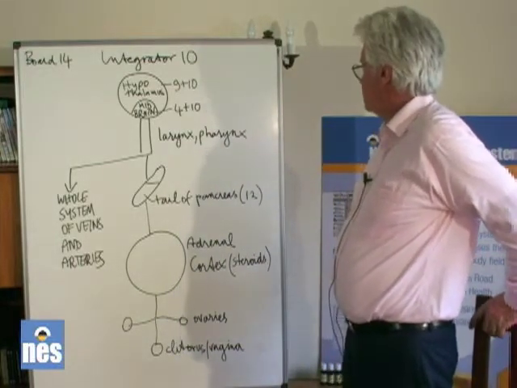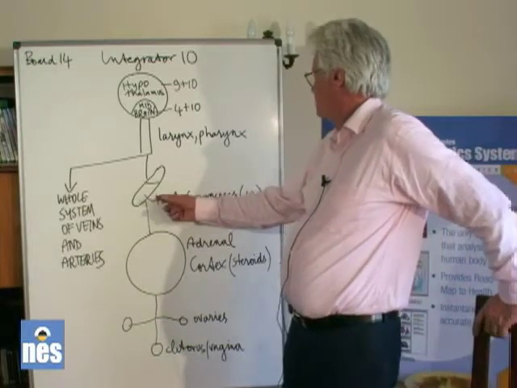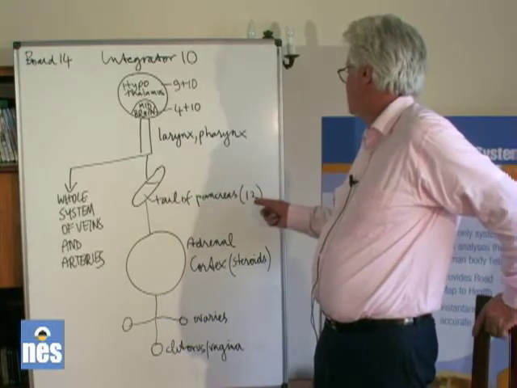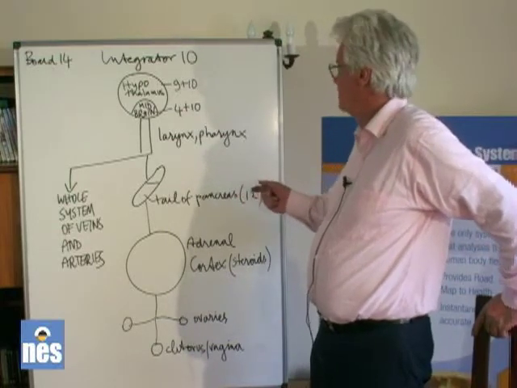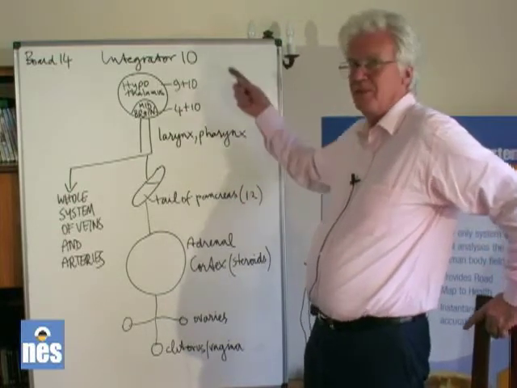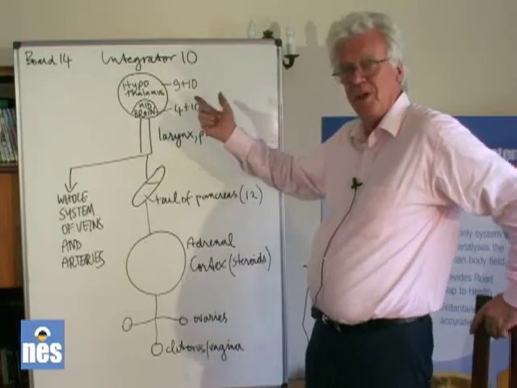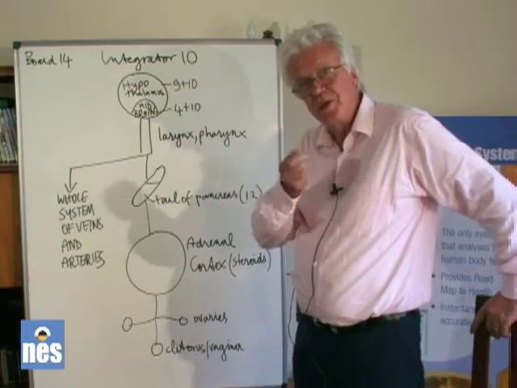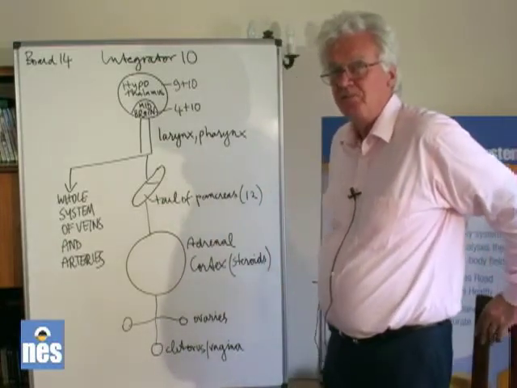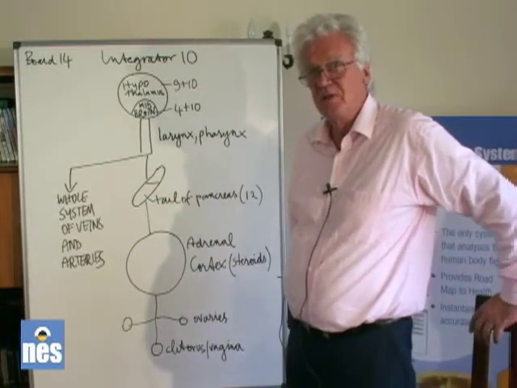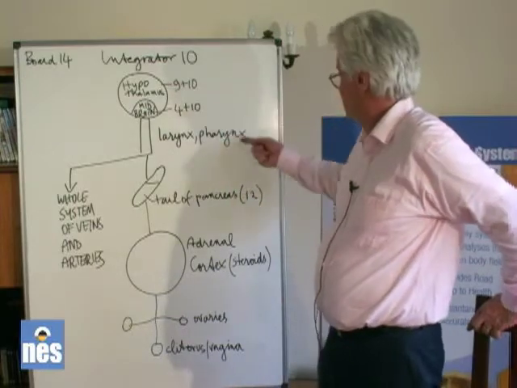We've got also tail of pancreas, but also with 12. So there's another double. So if all you remember about integrator 10 is that it's complex and there's lots of doubles, you've got to see what else comes up with 10 before you decide what it might be. So the diagnosis is your skill at matching these.